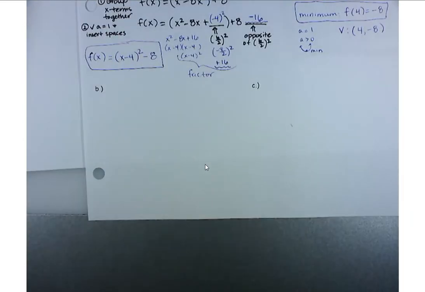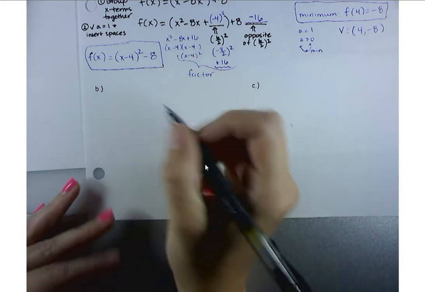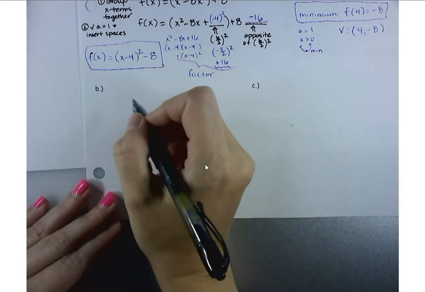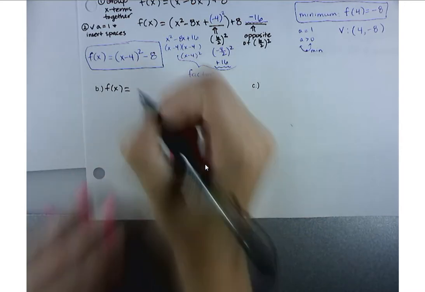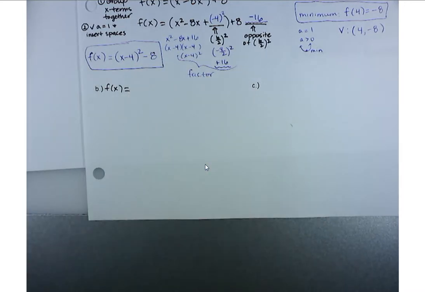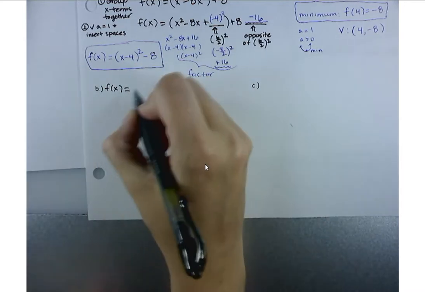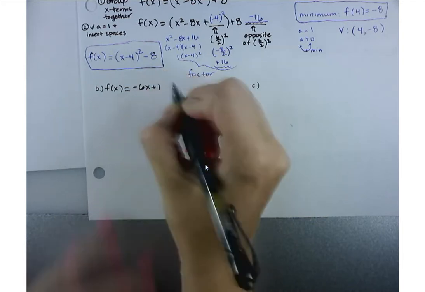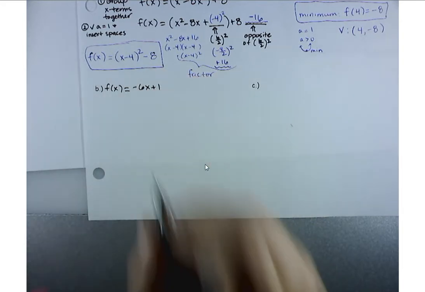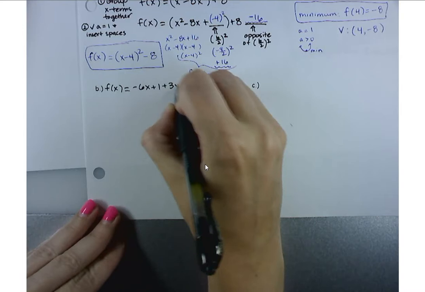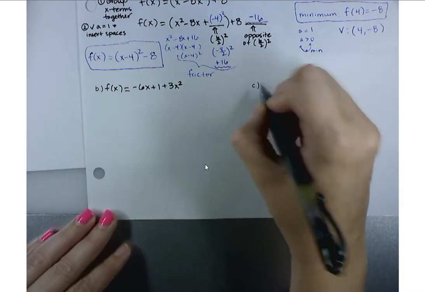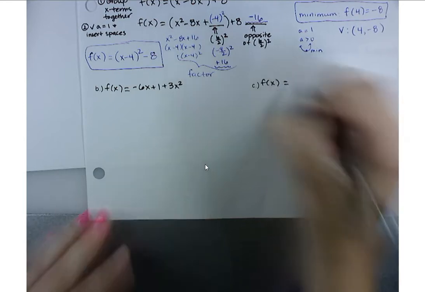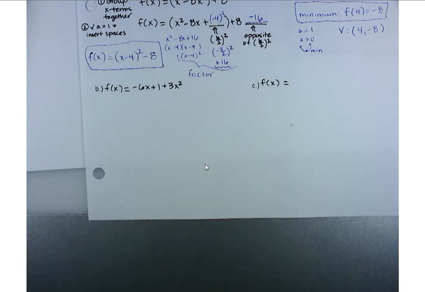Alright, and then I'm going to give you B and C. So if you wanted to work ahead, you could. They're also on the board for you too. So for B, f of x is equal to -6x plus 1 plus 3x squared. And for C, f of x is equal to -x squared.